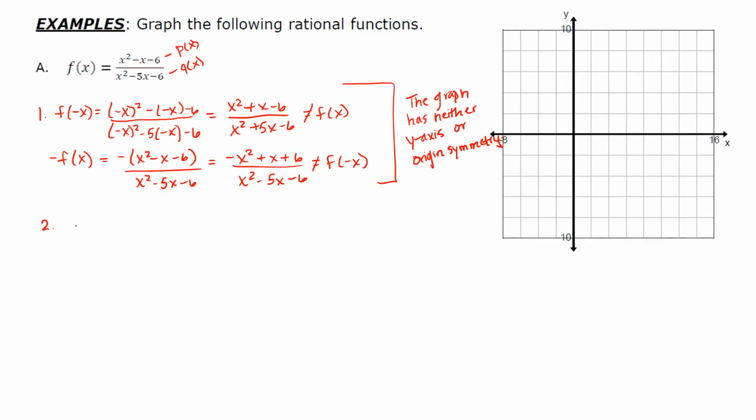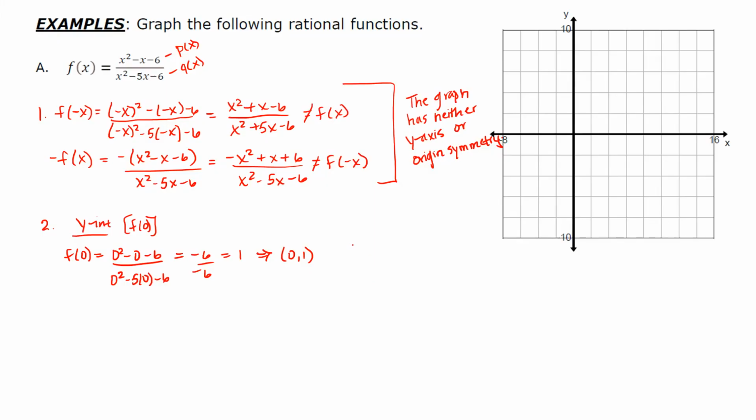All right, step 2. Find the y-intercept. To find the y-intercept, we're going to substitute 0 for x. So f of 0 equals 0 squared minus 0 minus 6 divided by 0 squared minus 5 times 0 minus 6, which equals negative 6 over negative 6, which equals 1. So this gives us the point (0, 1).